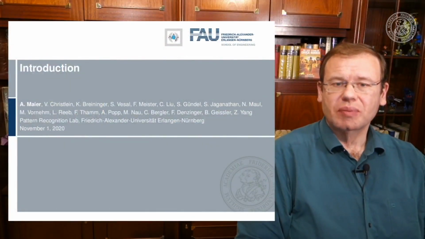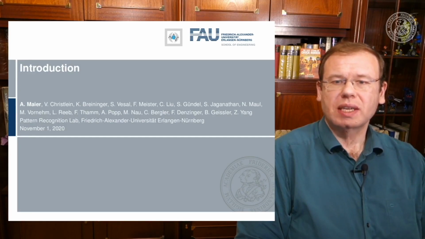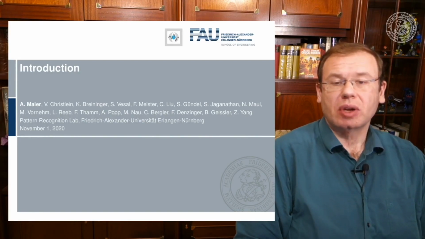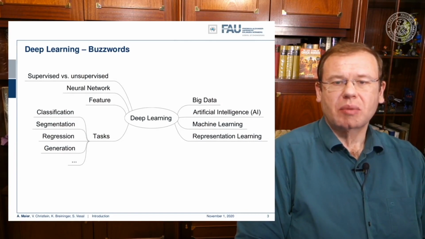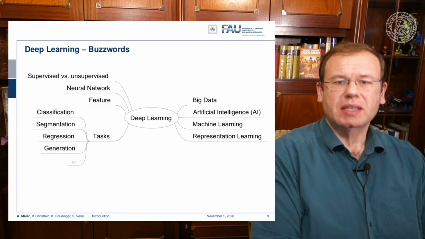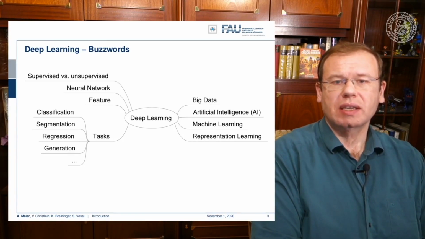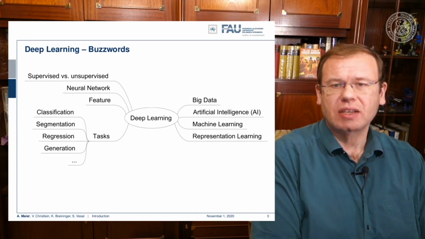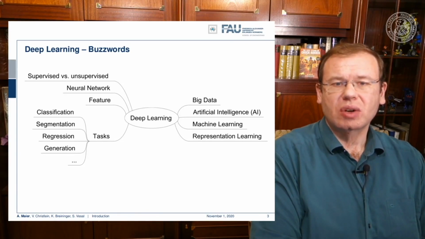This first lecture will be about the introduction into deep learning. We will deal with a broad variety of topics in this lecture. First and foremost, of course, deep learning. We summarize some of the buzzwords here that you may have already heard. We cover topics from supervised to unsupervised learning. Of course, we will talk about neural networks, feature representation, feature learning, big data, artificial intelligence, machine and representation learning, but also tasks such as classification, segmentation, regression, and generation.